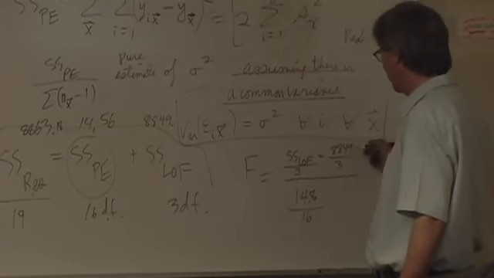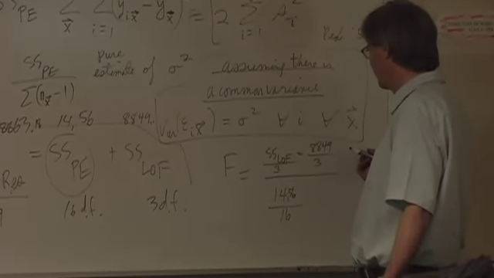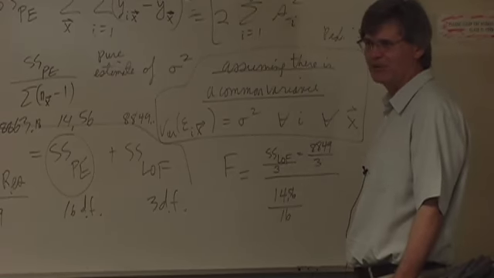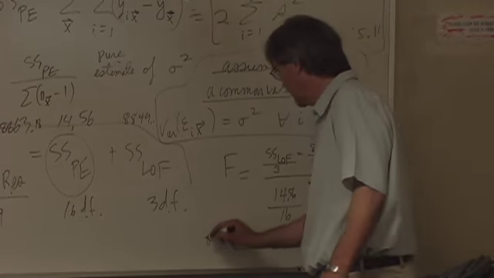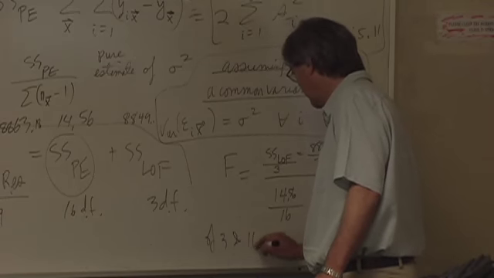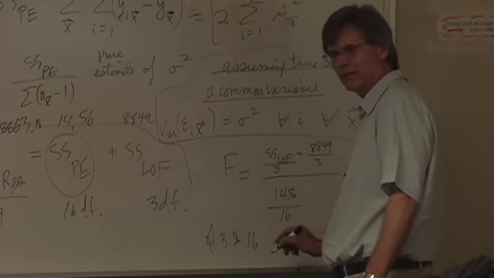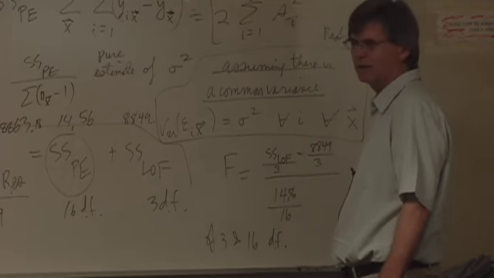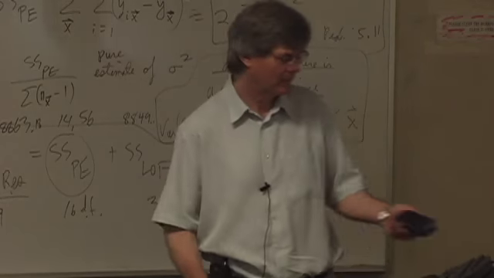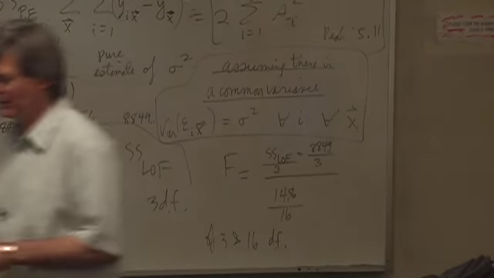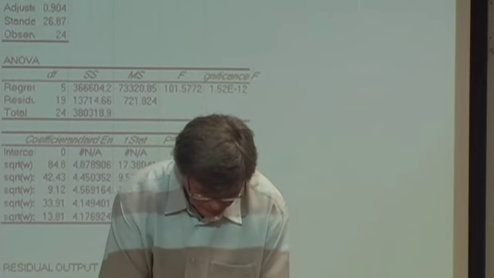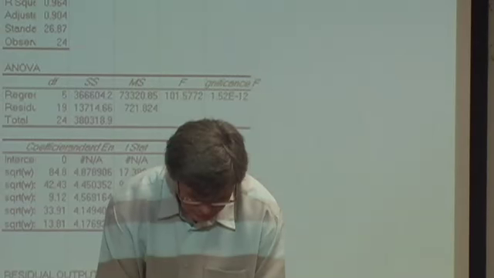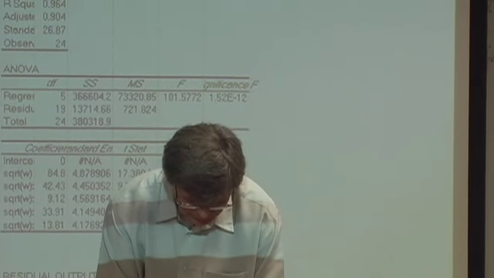So this comes out to be nearly 3,000, a humongous F statistic with 3 and 16 numerator and denominator degrees of freedom. So what would I actually calculate as the percentage point here? Are you following? In other words, if I wanted to see if I rejected the null hypothesis at level alpha equal 0.05, I would go to a table at the back of the book.